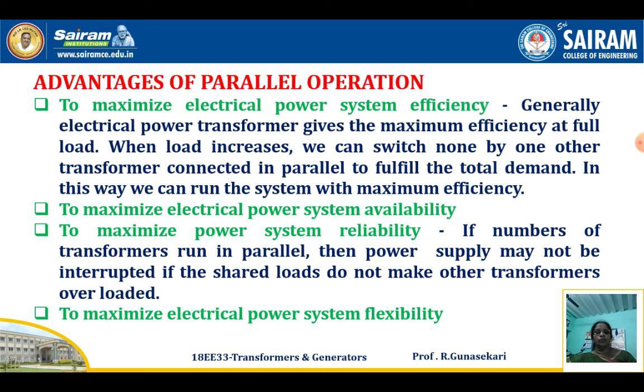What is the reliability? If a number of transformers are run in parallel, the power supply is never interrupted. Because if one transformer fails, the other transformers share the load. So the power supply is not interrupted, and the sharing of the load is never affected due to parallel operation. Therefore, the power system reliability automatically increases.